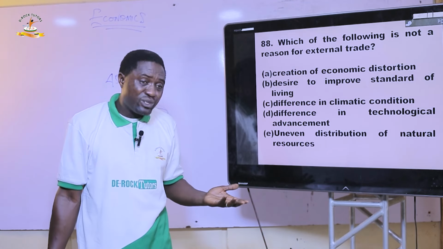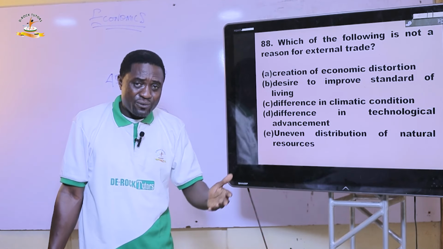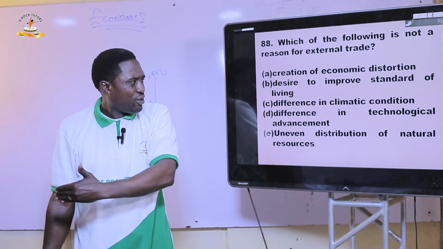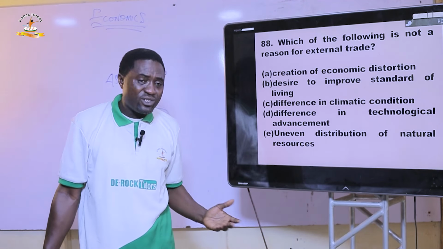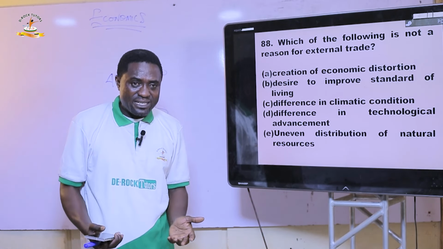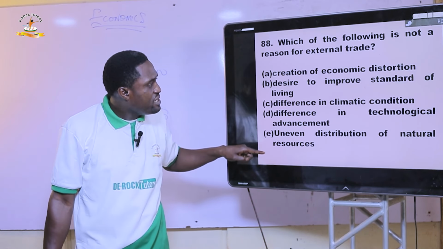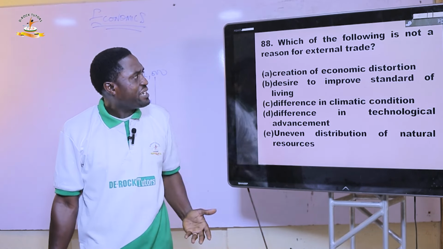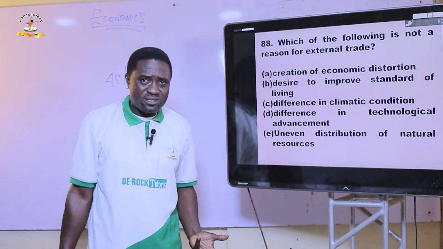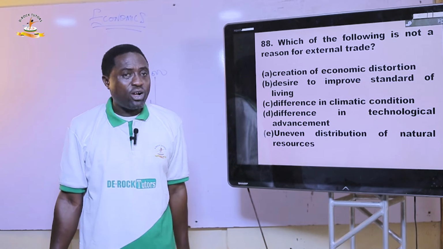Then difference in technological advancement, some countries are more advanced, so they have the capacity to produce some stuff that may be beneficial to some less developed country. Then uneven distribution of natural resources. Not everybody has the same natural resources. You understand? What is applicable in country A may not be applicable in country B. So if you look at B to E, those are the reasons why we can engage in external trade. But creation of economic distortion is out of it. And I think that is the answer. A is the answer. Creation of economic distortion.